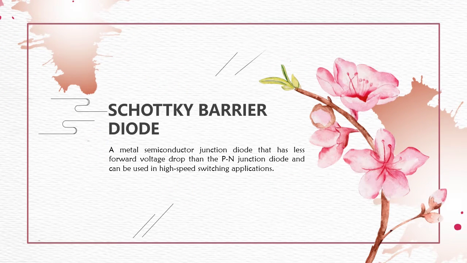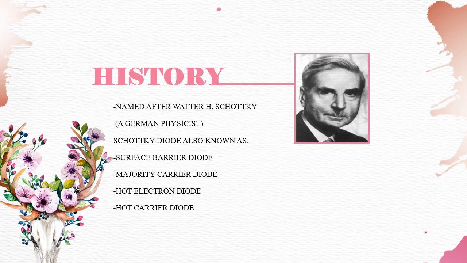Schottky barrier diode is a metal semiconductor junction diode that has less forward voltage drop than the PN junction diode and can be used in high-speed switching application. Schottky diode, named after Walter H. Schottky, a German physicist. Schottky diode, also known as surface barrier diode, majority carrier diode, hot electron diode, and hot carrier diode.